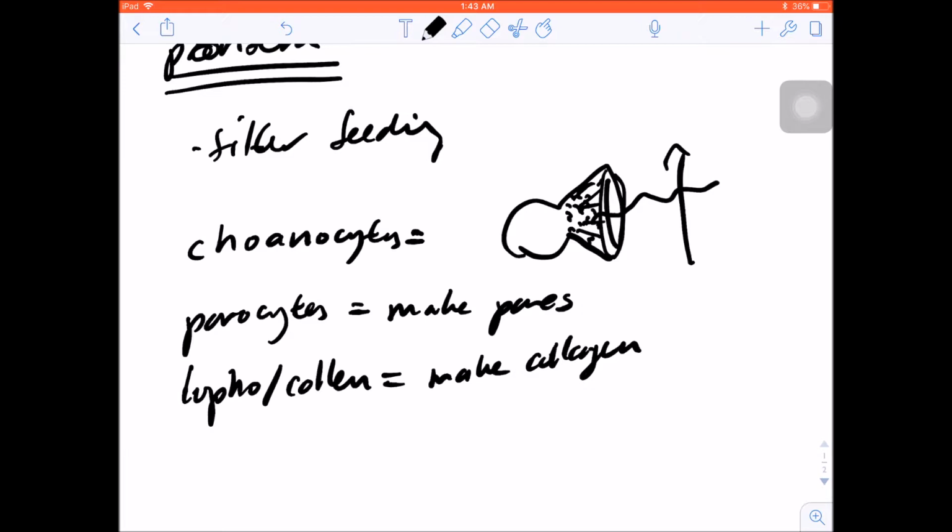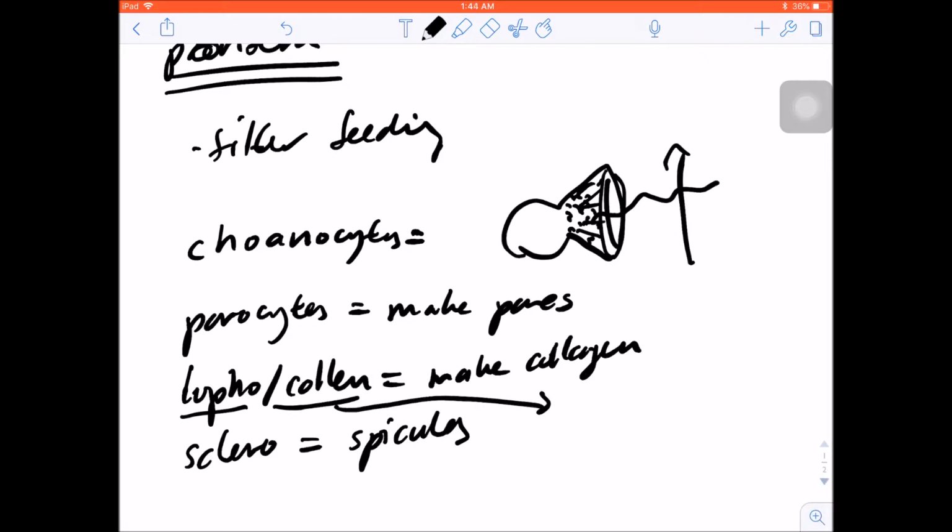Okay. Another one is the sclerocyte, which makes spicules. Again, we'll talk about what those are in just a little bit. In addition to these lophocytes and collenocytes, you also have in the demosponges spongocytes, which also make a specific kind of collagen in the demosponges, and we'll get to that again in a little bit.